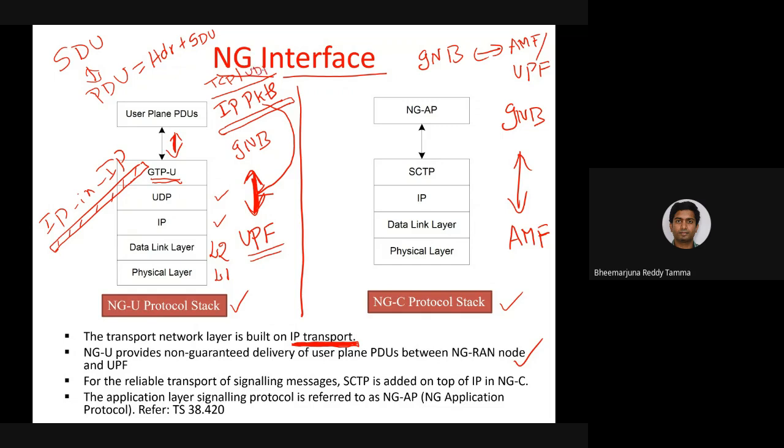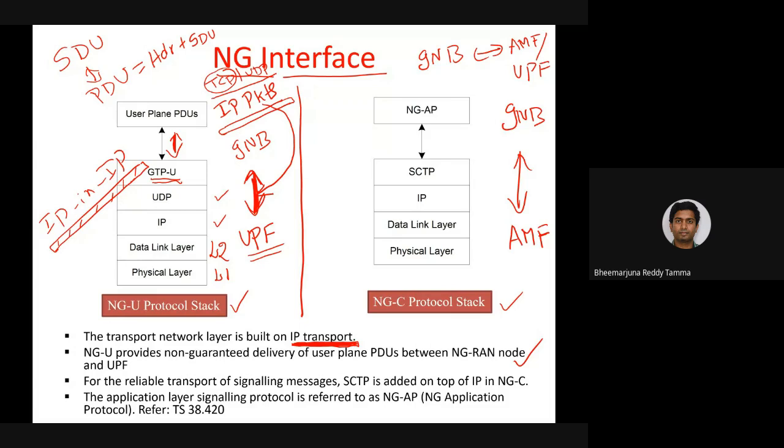So if you have the TCP here, when you are having these user plane PDUs, that TCP layer has to take care of the end-to-end reliability. But between the gNodeB and UPF, anyhow, this GTP tunnel doesn't give you any kind of guarantees in delivering these IP packets. So that is the point we have.